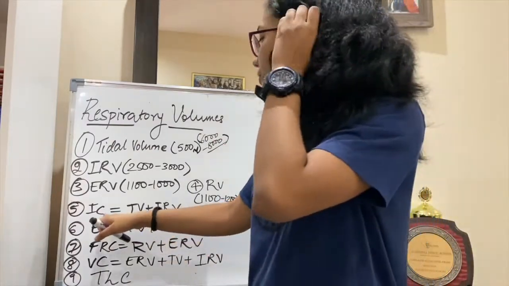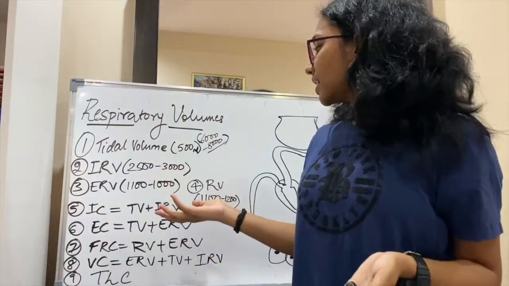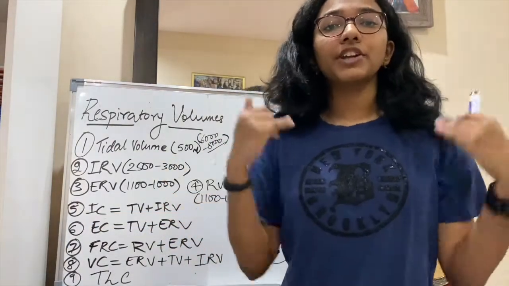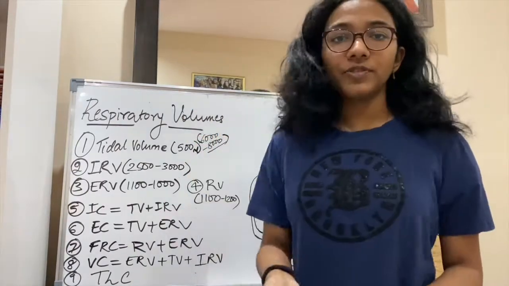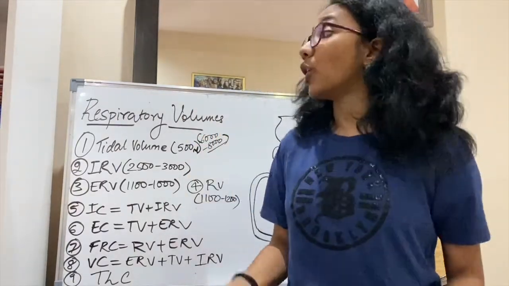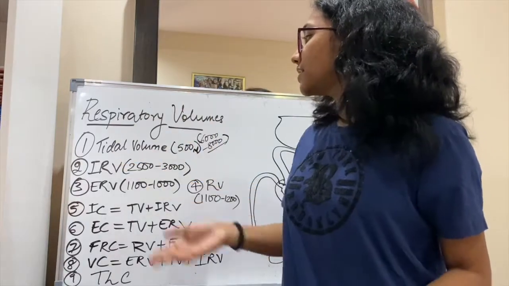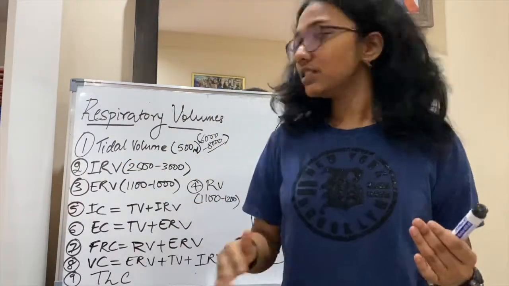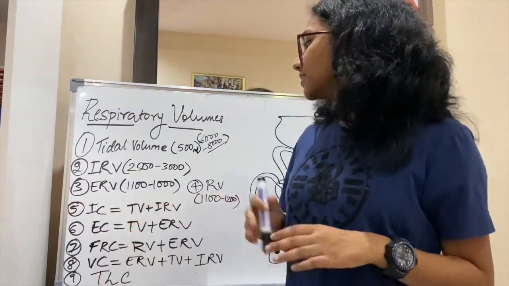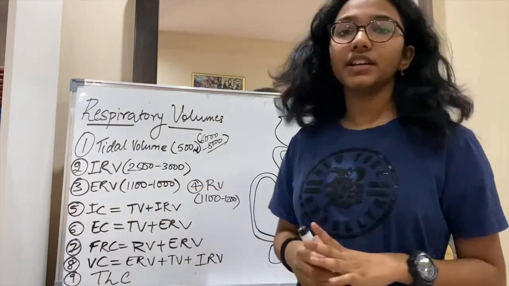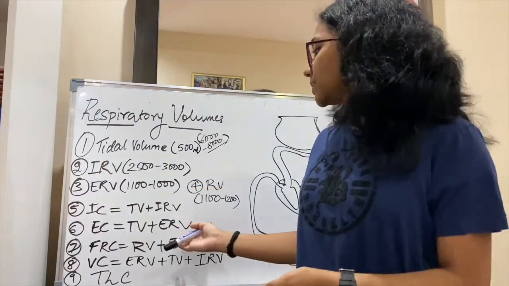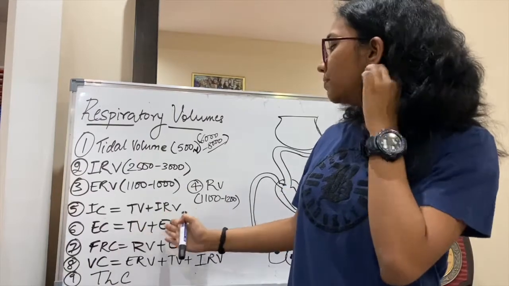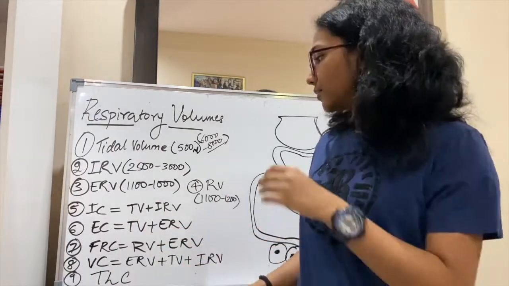So let's come to inspiratory capacity. Inspiratory capacity is basically the total amount of air you can breathe in. So that is tidal volume, obviously you'll breathe in by normal inspiration, plus inspiratory reserve volume, the extra air you can breathe in. So inspiratory capacity will just be tidal volume plus inspiratory reserve volume. Similarly, expiratory capacity will be tidal volume plus expiratory reserve volume.